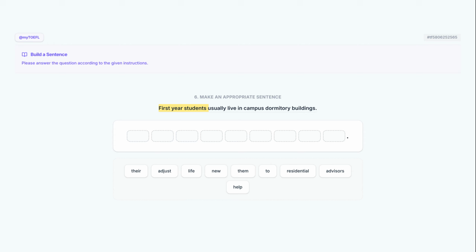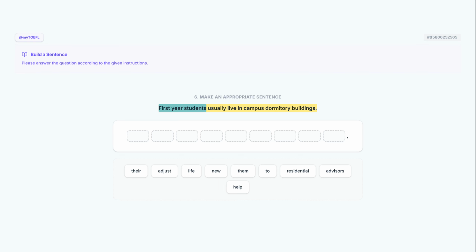First year, students usually live in campus dormitory buildings. This context sentence describes the typical housing for first-year students on a university campus. Based on this, we should expect the next sentence to mention the people who support these students in their residential life. Now, let's arrange our scrambled words to form the correct sentence.